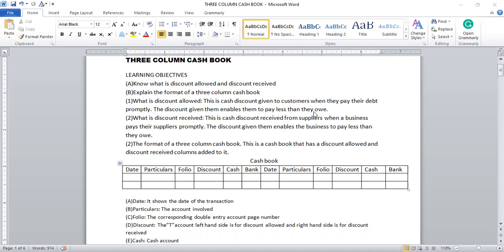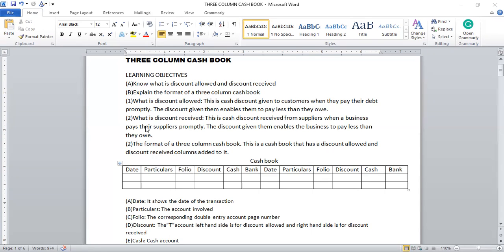So when a customer is owing, in order to encourage the customer to pay promptly, you can give the customer an incentive that if you pay within a particular time, you get an amount of discount. So when they're able to do so, then definitely the cash discount will be applied, and they pay less than what they owe.